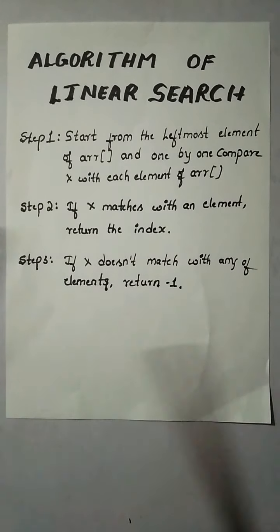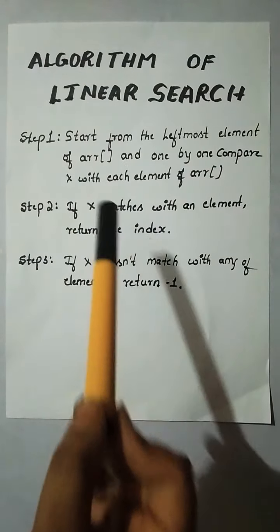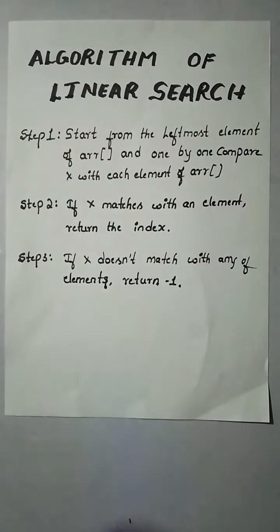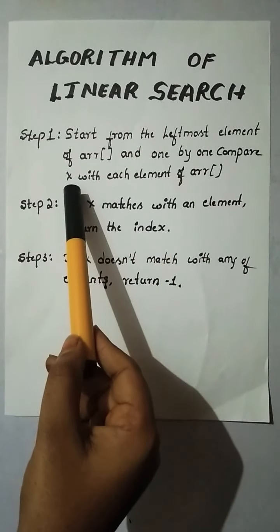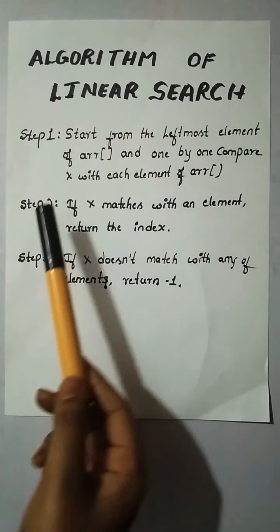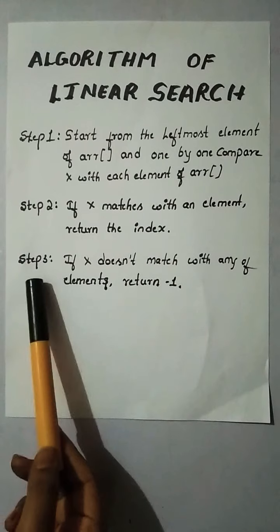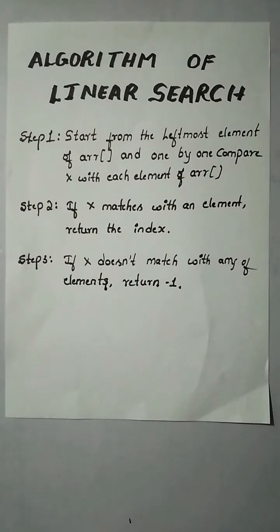Our today's topic is the algorithm of linear search. This is the general algorithm of linear search, and we'll go through it step by step. The first step is to start from the leftmost element of an array and one by one compare x with each element of the array. Step 2: if x matches with an element, return the index. Step 3: if x doesn't match with any element, return -1. This is the general algorithm of linear search.